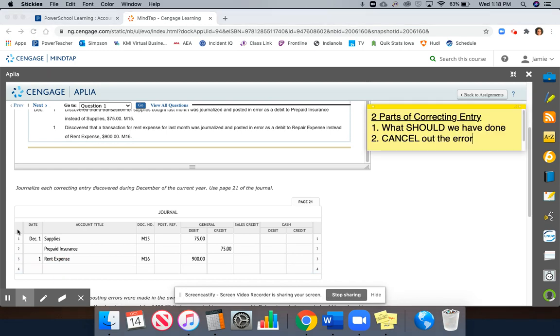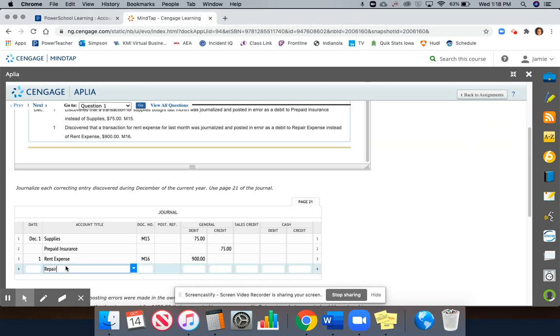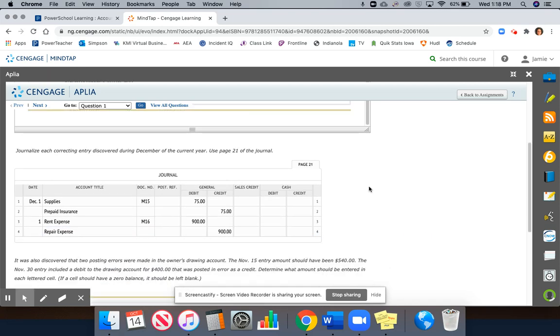The second part is we need to cancel out our error. So if we debited repair expense for $900, in order to cancel out a debit of $900, we need to credit for $900. So repair expense, credit of $900. And those are our 2 correcting entries.